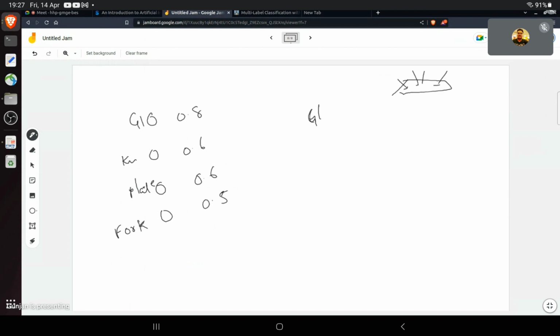Similarly, let's say I have ReLU, right? Glass, knife, plate, and fork. And ReLU gives me like 10, 5, 3, and 2. How are you going to convert it to probability? 10 out of what? ReLU goes from 0 to infinity.